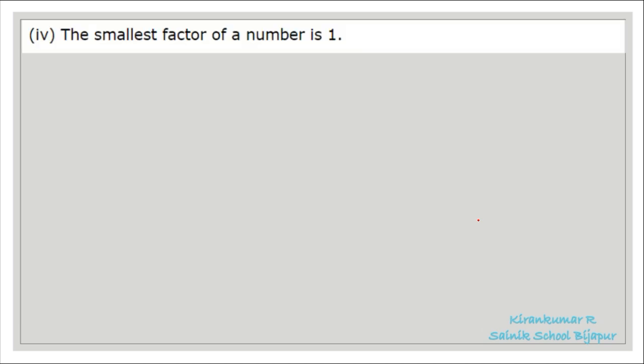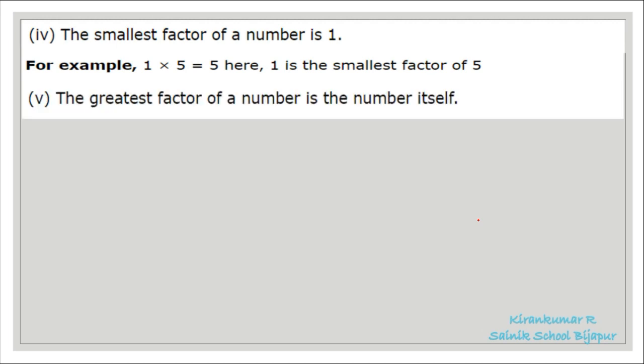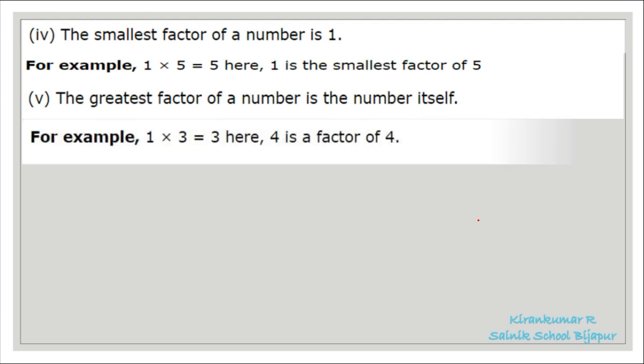The next important point is that the smallest factor of a number is 1. For example, 1 multiplied by 5 gives 5. Here 1 is the smallest factor of 5. Next point, the greatest factor of a number is the number itself. For example, 1 multiplied by 3 gives 3. 4 multiplied by 1 gives 4. 4 is a factor of 4. Here 3 is a factor of 3.